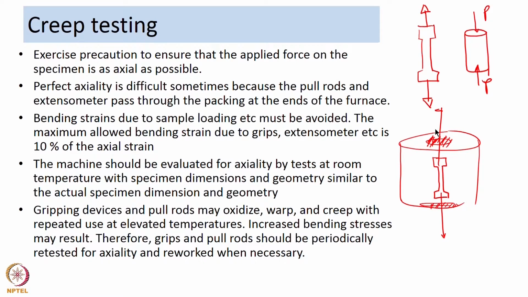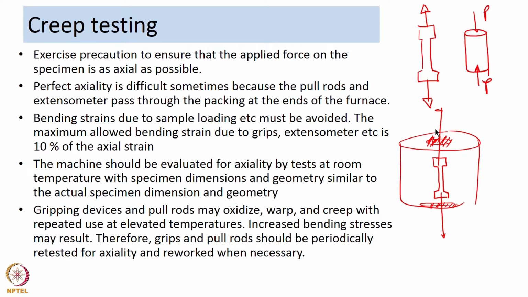So, if such a case is there, then the bending strains due to the sample loading etc. have to be avoided, and even if it is unavoidable, then the maximum bending strain due to grips, extensometer etc. should be such that the maximum allowed bending strain is 10% of the axial strain.